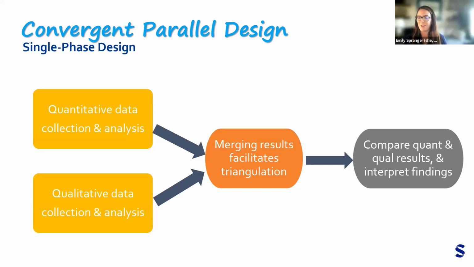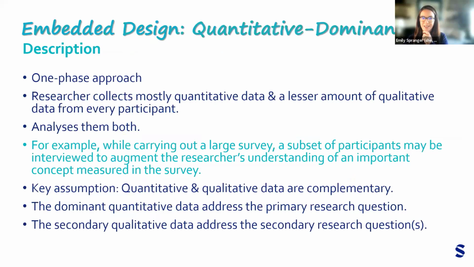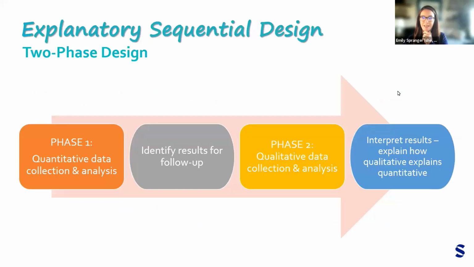With the explanatory sequential, this question came up earlier in tonight's session, and it has to do with sample size. With explanatory sequential, would the sample sizes and participants be the same for both phases of the study?